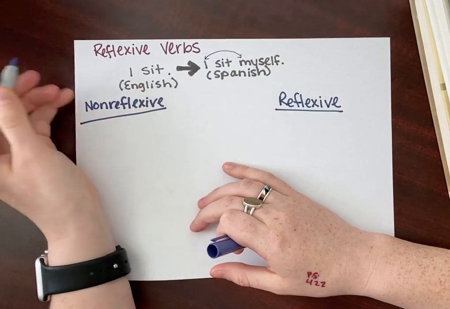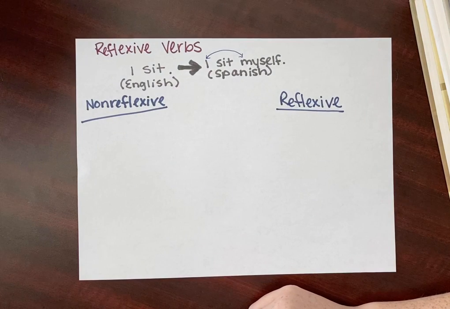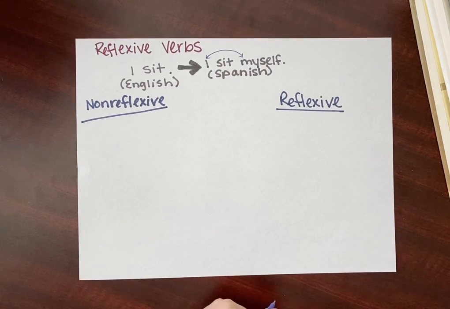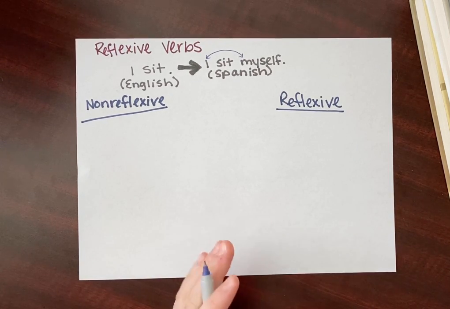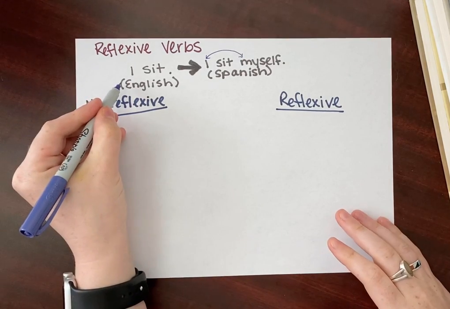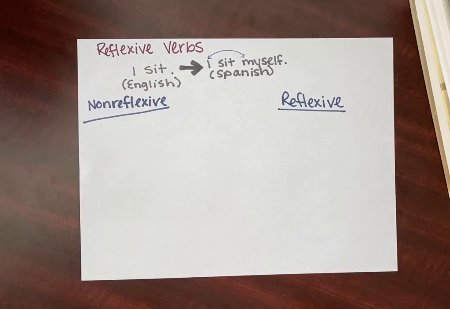For English, "I sit," that is obvious. I am sitting my own body on the chair. Whereas with Spanish, we need to map it out more concretely and not allow it to be as ambiguous potentially as it might seem in English to them.